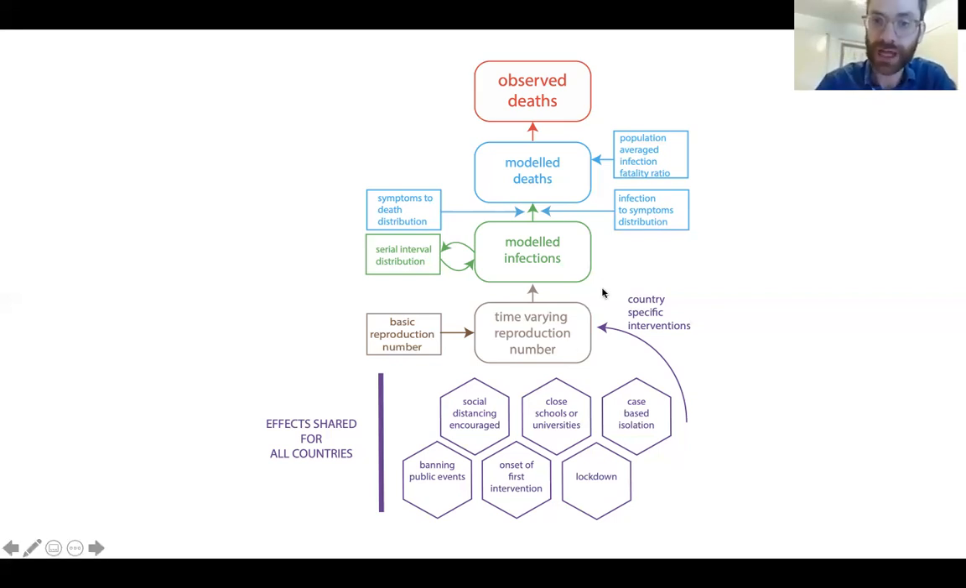Okay, so how do we get from the time varying reproduction number to observed deaths? Well, we have a disease model. This part is statistical. We're trying to learn a coefficient beta that tells us how effective is lockdown, how effective is banning public events on changing the time varying reproduction number. Given a time varying reproduction number, we can use that to drive a disease process, a latent process of modeled infections.